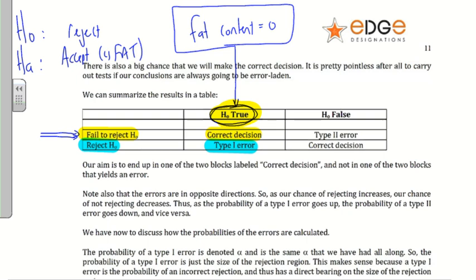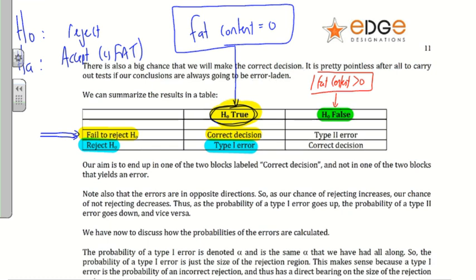Okay. On the other side, guys, when H0 is false, and now let's switch it around. Why is H0 false? H0 is false because the fat content is greater than 0. No, sorry, Mr. Fat Manufacturer, you were wrong. We tested the fat content. There is fat in there. Sorry. Everybody comfortable with that?